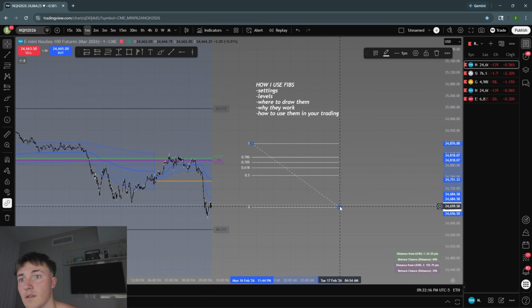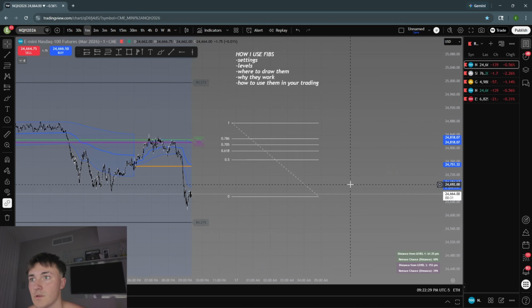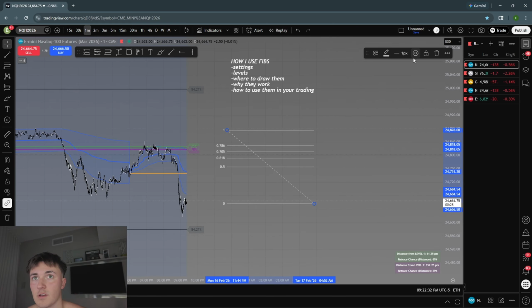Okay, I think that is another very important thing that a lot of people do not do. They have a bunch of colors on their charts and all this stuff going on. I think keeping your chart as clean as possible can help you. Okay, so moving forward, I'm going to be showing you guys my settings.